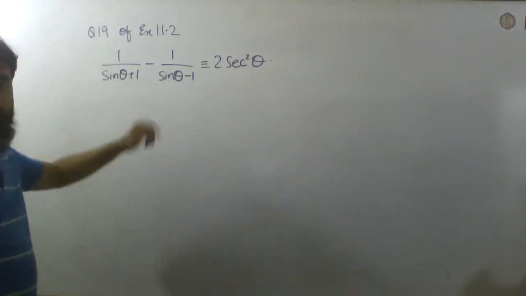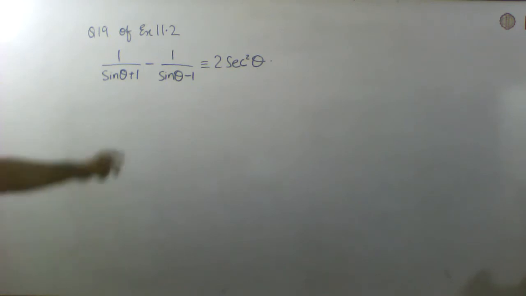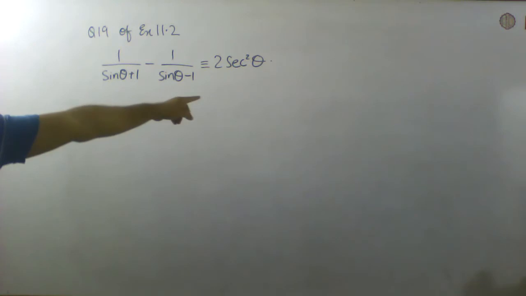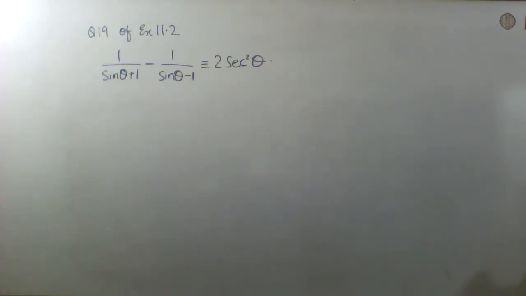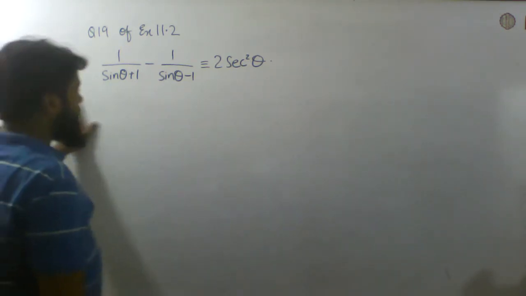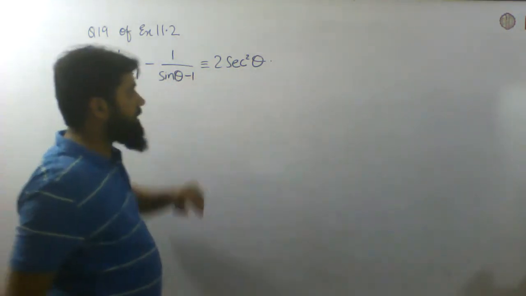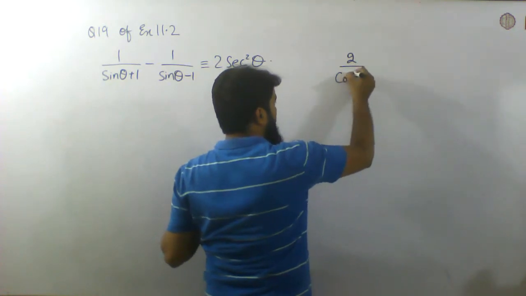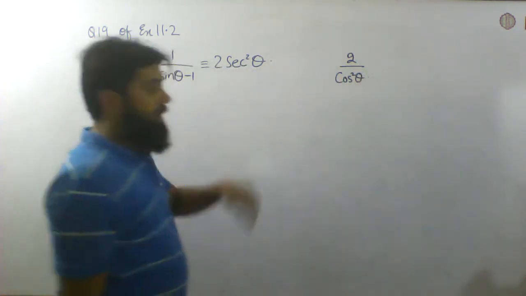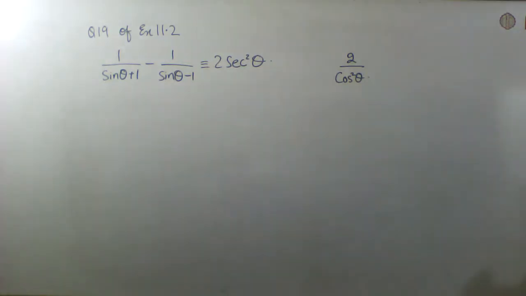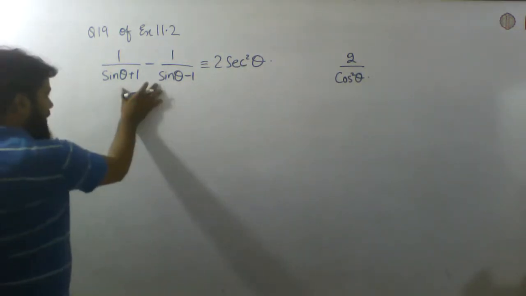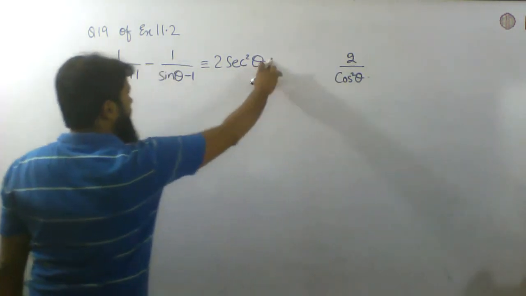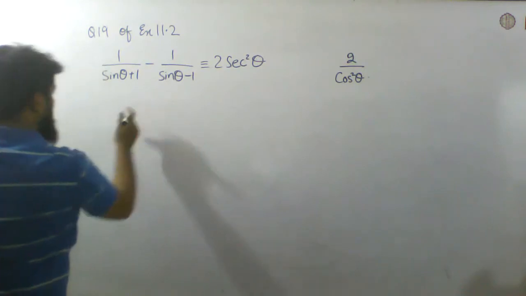Question number 19 of exercise 11.2. In the question, they are saying 1 over sine theta plus 1 minus 1 over sine theta minus 1 equals 2 sec square theta. This I have to prove. Okay, so I am starting from this side. 2 sec square theta can be written as 2 over cos square theta. I have converted my sec square into cos square. Right. Now I will try to reach this point to make both sides equal.